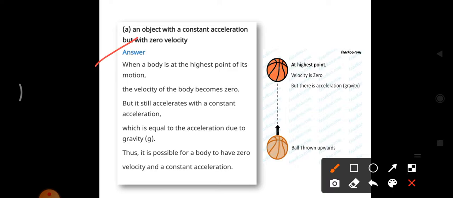That means an object with a constant acceleration but with zero velocity is possible. When we throw a ball in the upward direction, at the highest point the velocity of the object is zero but it is accelerated. That acceleration is equal to the acceleration due to gravity.